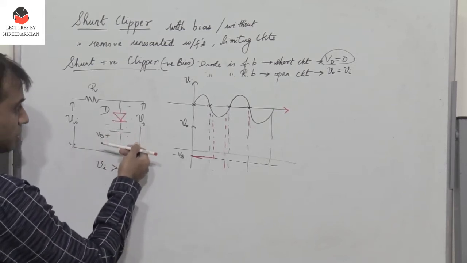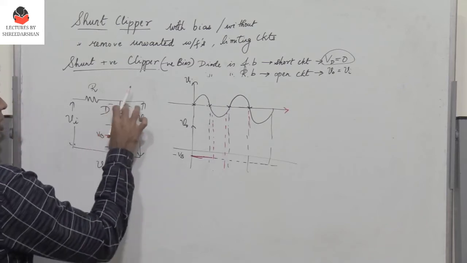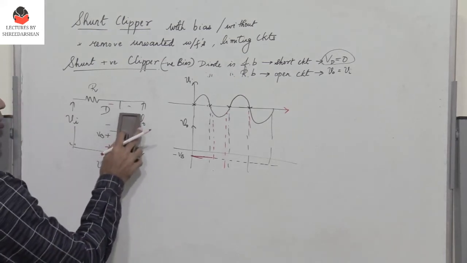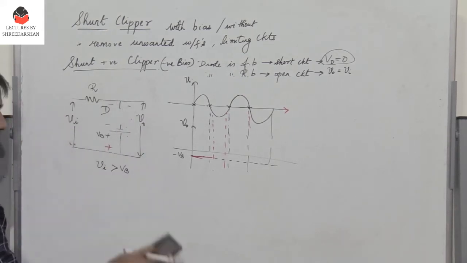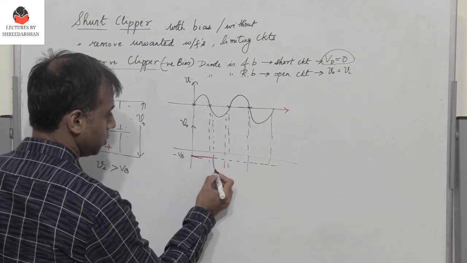The input voltage has become more negative. So this is minus and this becomes plus. Therefore, the diode is now reverse biased. When the diode becomes reverse biased, it behaves like an open circuit. So when the diode behaves like an open circuit, the output follows the input.